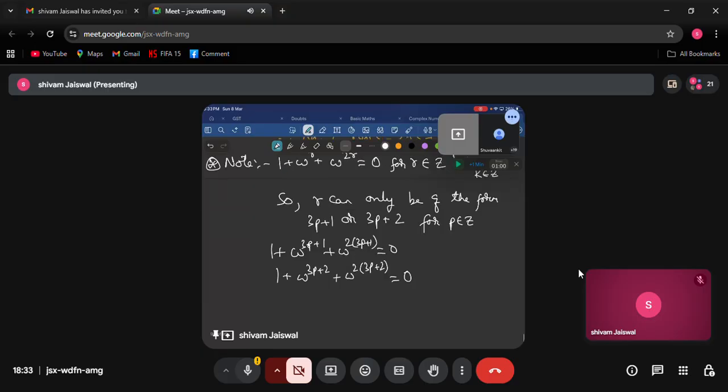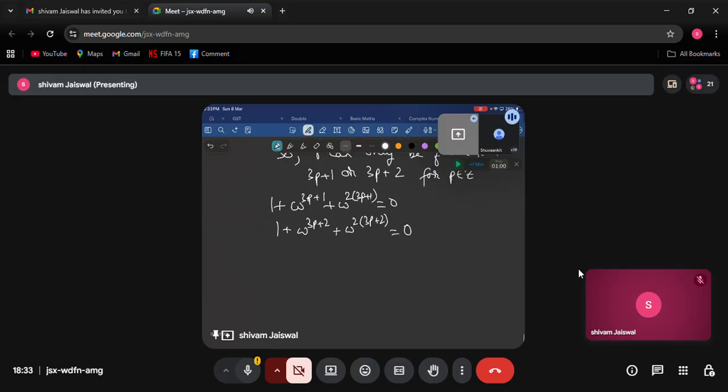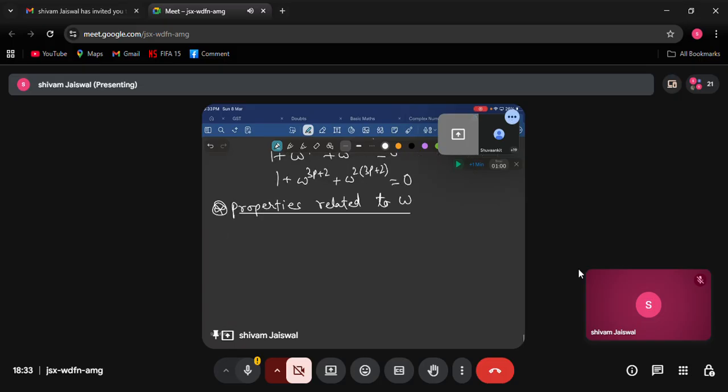Okay. Next. There are some properties related to omega. Number 1. We know omega cube is equal to 1. Okay, number 2. 1 plus omega square is equal to 0.